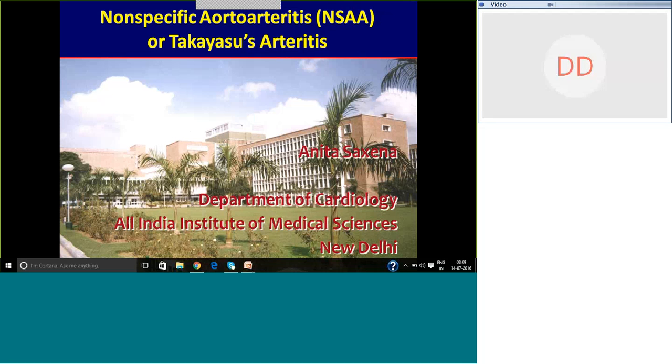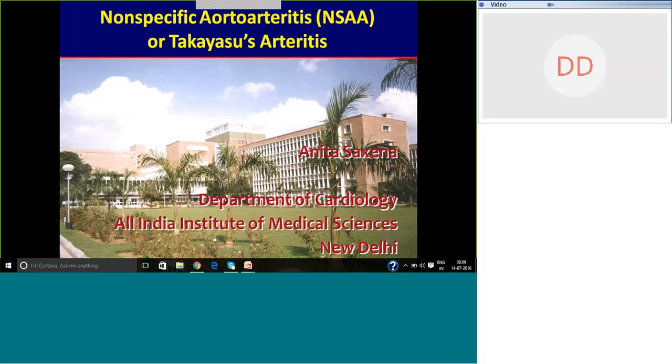And the talk that I've been asked to give on is non-specific. In fact, it says aortoarteritis, but I'm specifically calling it non-specific aortoarteritis or NSAA in short, simply because there could be many reasons for arteritis, which we are not going to discuss. What we're going to discuss is something called Takayasu's arteritis, which is an acquired disease. Although we see it in children, it's an acquired disease, and therefore it falls into the category of acquired diseases like rheumatic heart disease, pericardial disease, like that.